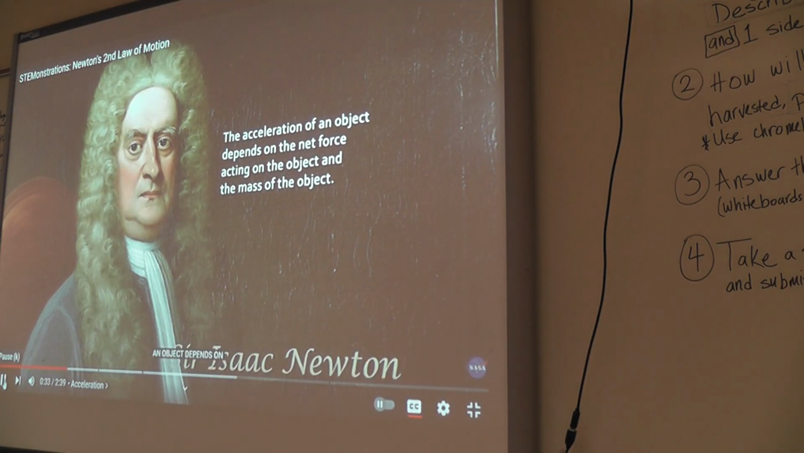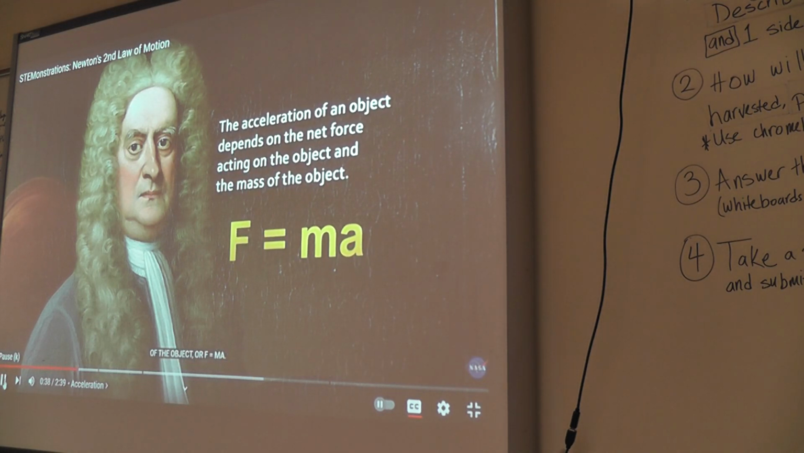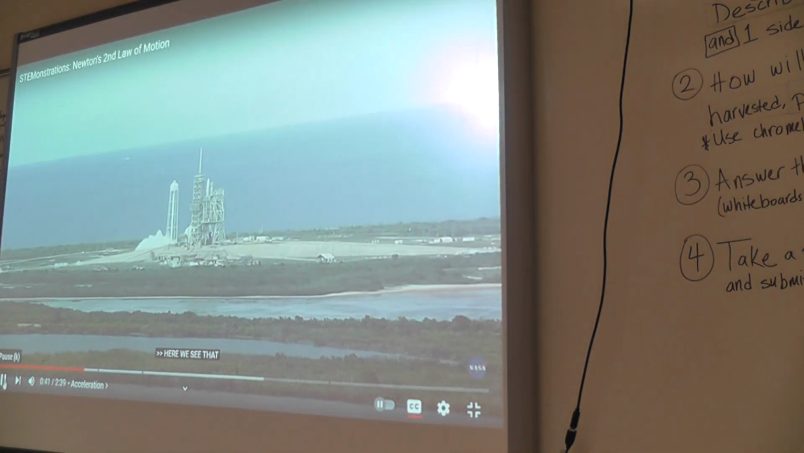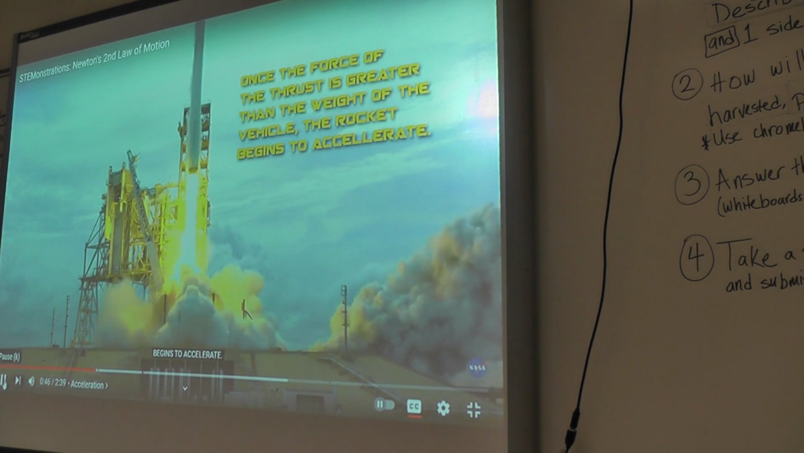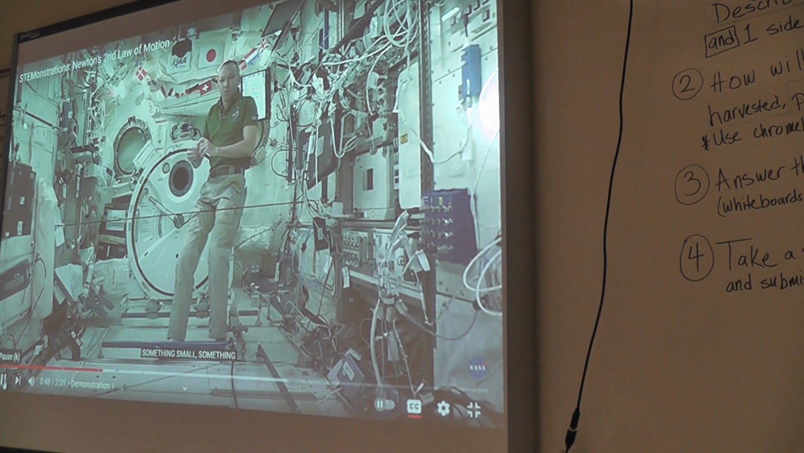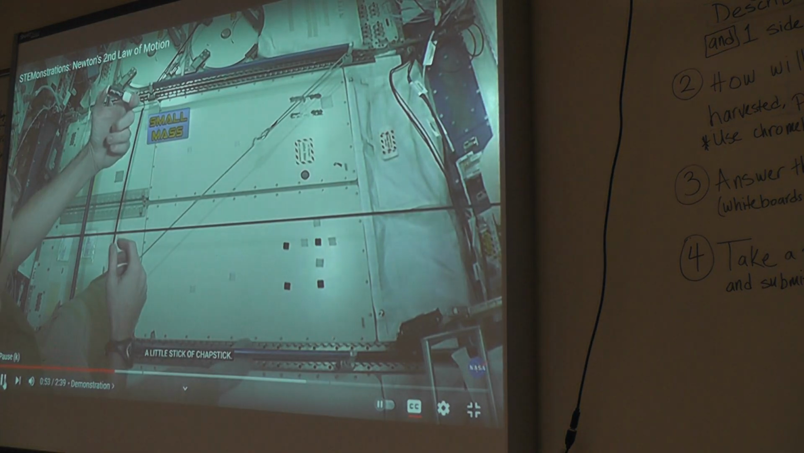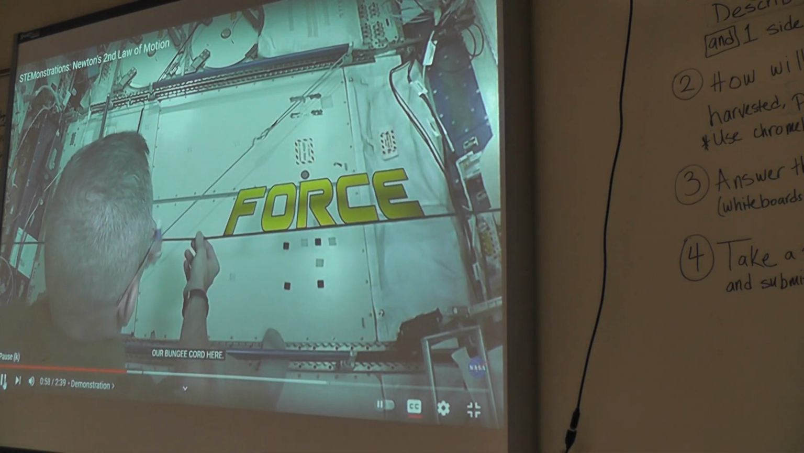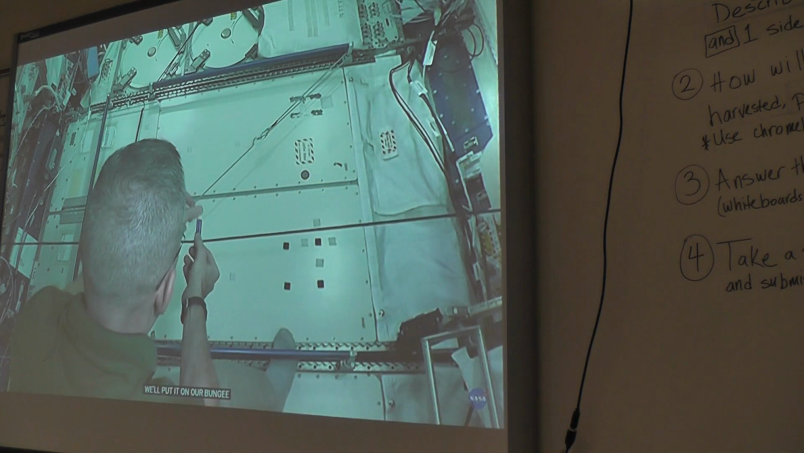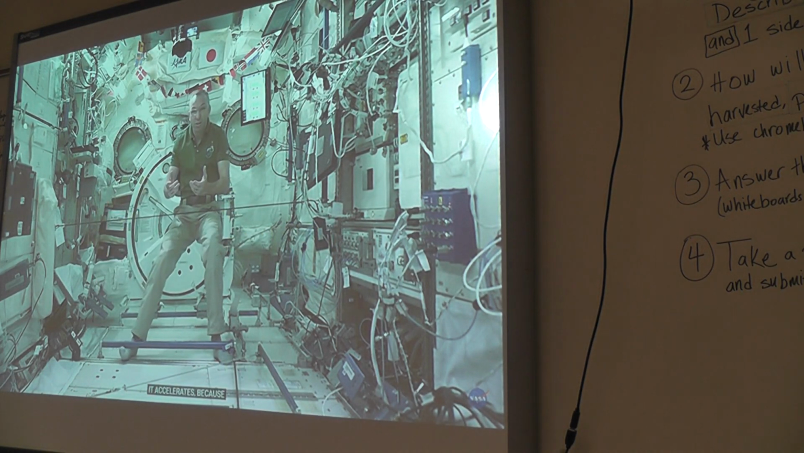The acceleration of an object depends on the net force acting on the object and the mass of the object, or F equals ma. Jolly good show, Sir Isaac. Here we see that once the force of the thrust is greater than the weight of the vehicle, the rocket begins to accelerate. All right, we're going to start with something small. Something you might have at home. A little stick of chapstick. We'll go ahead and use our force in our bungee cord here. We'll put it on our bungee, and we'll pull it back. And you can see how fast it accelerates because there's very little mass.